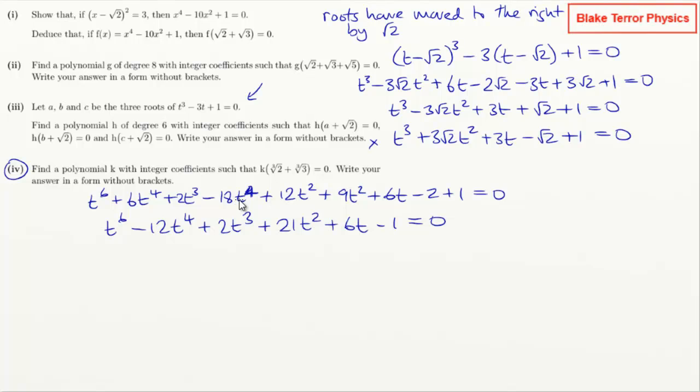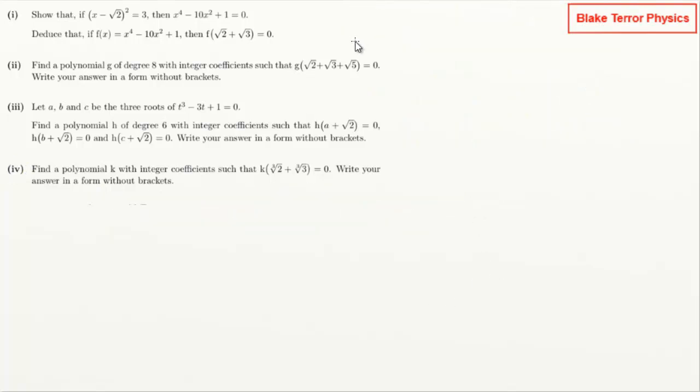Find a polynomial k with integer coefficients such that that equals 0. Okay. Right, well, this looks very similar to the first part of the question, doesn't it? I mean, we've got the same thing, but we've got cube roots rather than square roots. But otherwise, we've got the same as this here. So, am I doing that again? I don't really know. I mean, maybe it is.